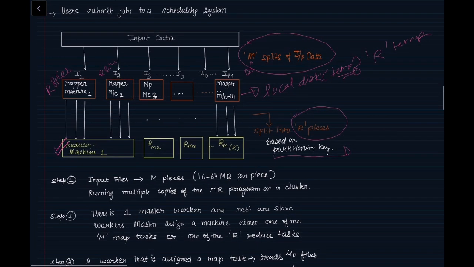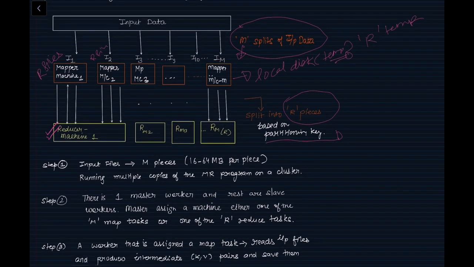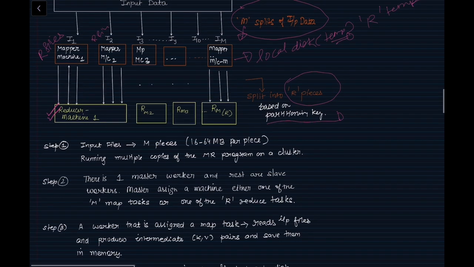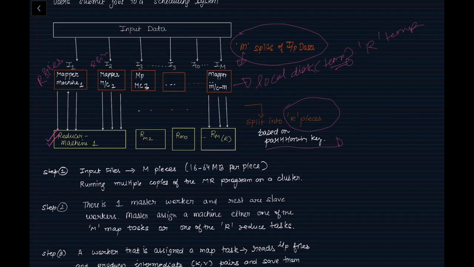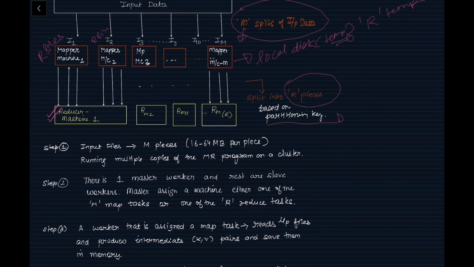So let's discuss this step by step. Step 1 is that the input file is divided into M pieces of chunks. Each chunk is 16 to 64 MB per piece. There are multiple copies of the MapReduce program running on multiple machines in a cluster, and in the cluster there is one master node and the rest are worker nodes. The master node assigns a machine either one of the M map tasks or one of the R reduce tasks. That is, it is the job of the master node to assign work to the worker nodes.